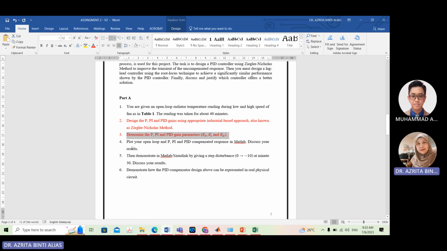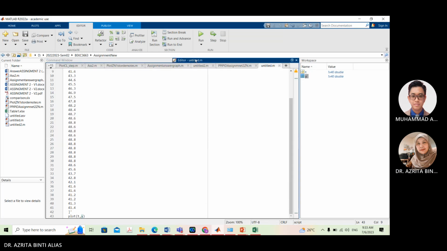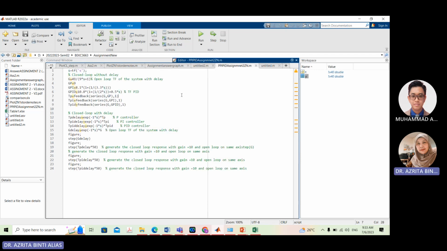Okay, so next, you need to plot the open loop and P, PI and PID compensated response in MATLAB. So discuss your results. Okay, so now we need to plot four graphs: open loop, the system with the P controller, the system with the PI controller, and also the system with the PID controller.